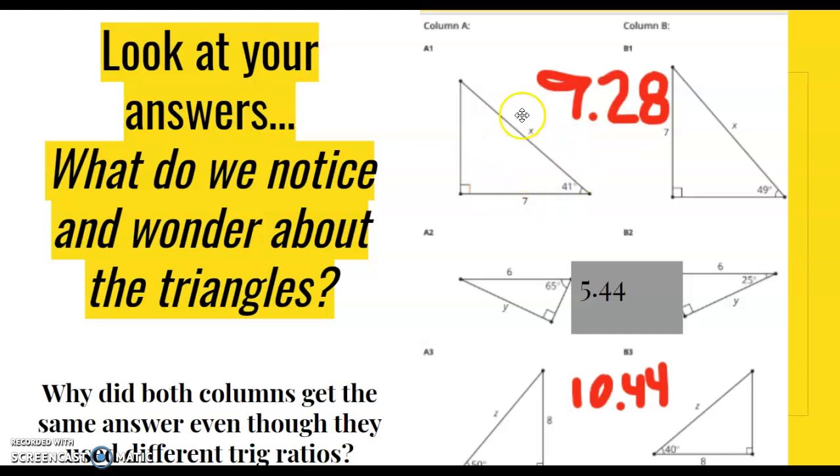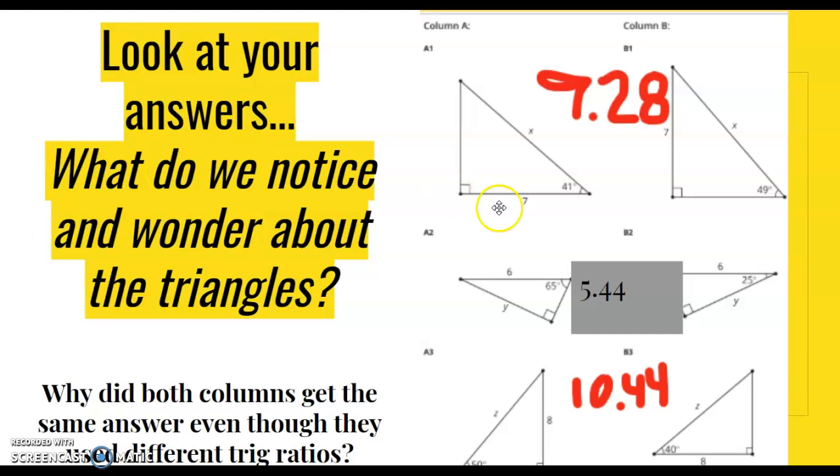For example, in this case, adjacent over hypotenuse, they used cosine. But in this case, opposite over hypotenuse, they used sine. Same for the second one. In this case, opposite over hypotenuse, they used sine, and in this one, they used cosine.